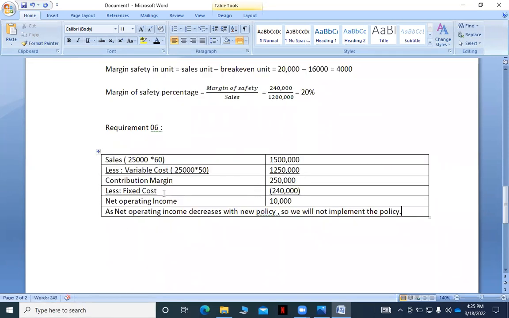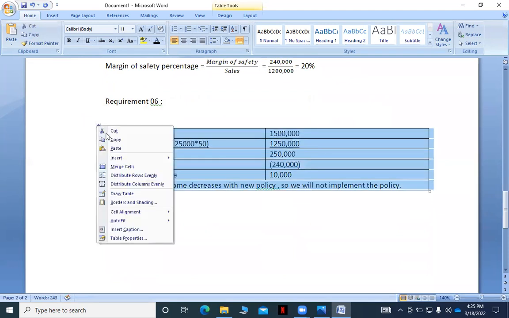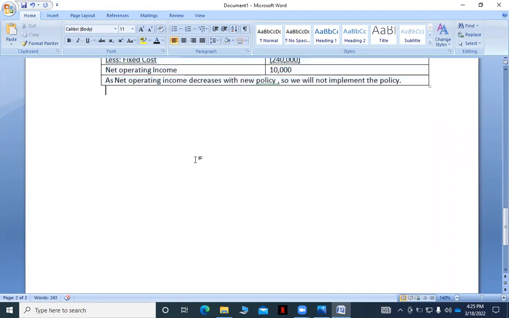Okay, so that's our requirement number 6. Hopefully it is clear. Shabbai clear? Yes, sir. Okay, now do the requirement number 7, and that's our last requirement for today.